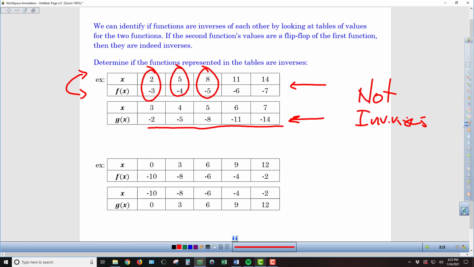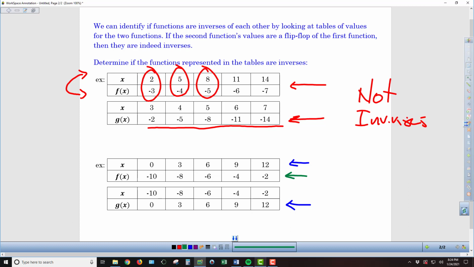In the second example, we see that we do in fact have that exact flip-flop. So here we've got 0, 3, 6, 9, and 12 for the inputs, and that's exactly what we see here for the outputs, 0, 3, 6, 9, and 12. No change. And those are still paired with the exact same set of numbers as we had in the original.